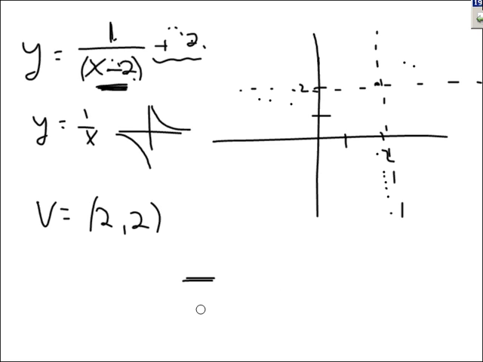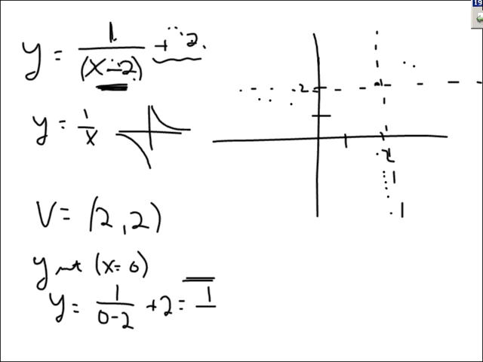Okay, so let's find the y-intercept. That means x is 0. So y is equal to 1 over (0 minus 2), plus 2. 0 minus 2 is negative 2, plus 2. That's negative a half plus 2, which is 1.5. Okay? It crosses the y-axis at 1.5. Here's 1, here's 2, here's 1.5.